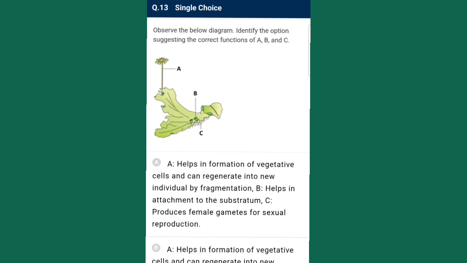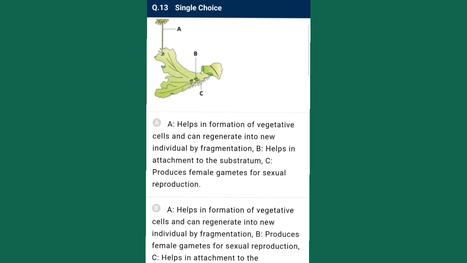Question number 13. Observe the below given diagram. Identify the options suggesting the correct functions of A, B and C. See the diagrammatic representation. The given diagram is of the female thallus of Marchantia. A represents the archegoniophore, a female branch containing the female sex organ for production of the female gamete and receiving the male gamete for sexual reproduction. B represents gemma cups, structures which contain vegetative cells in them. So these cells help the liverworts reproduce by vegetative propagation by fragmentation.